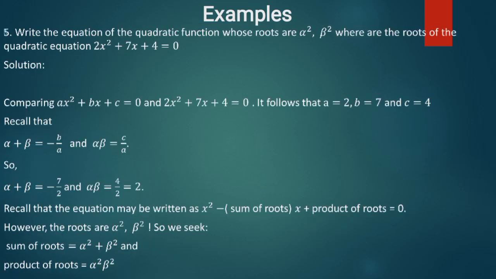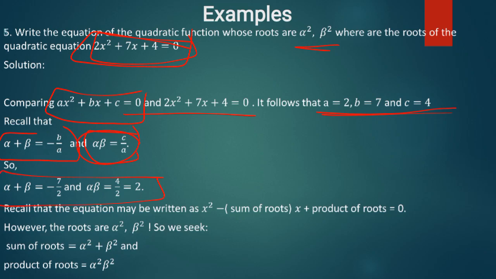The next example says, write the equation of the quadratic function whose roots are alpha squared and beta squared, where alpha and beta are the roots of the quadratic equation given here. What to do? First thing first, compare this again as we did before with the standard quadratic equation, right? You then find a, b, and c, which is what you can see here, and then you find alpha plus beta and then alpha times beta. Same procedure. So you find them.